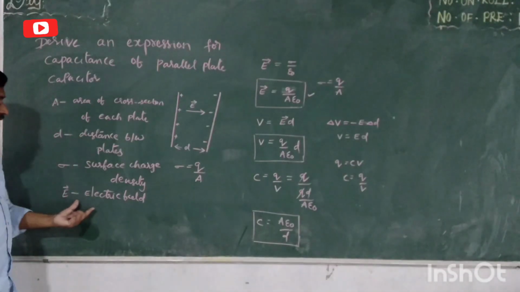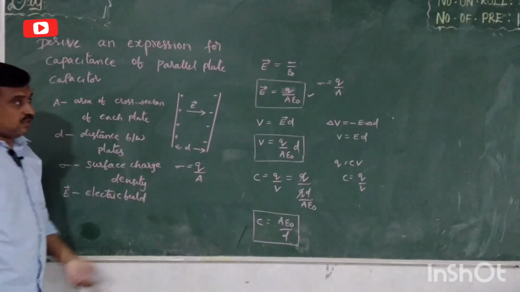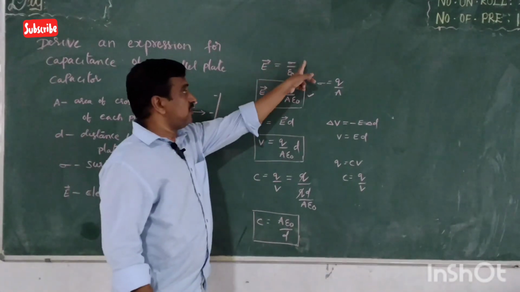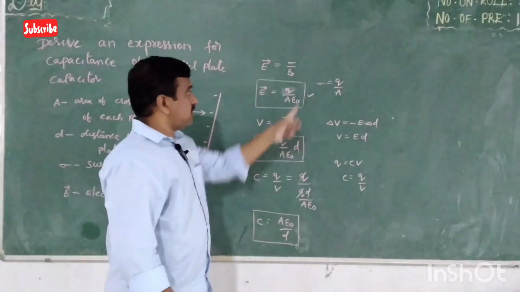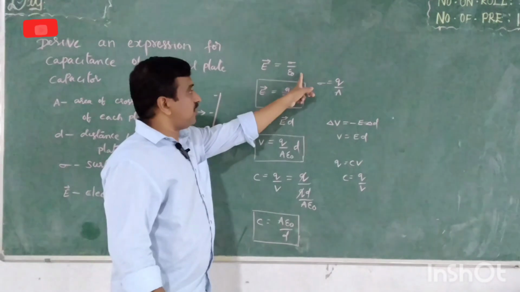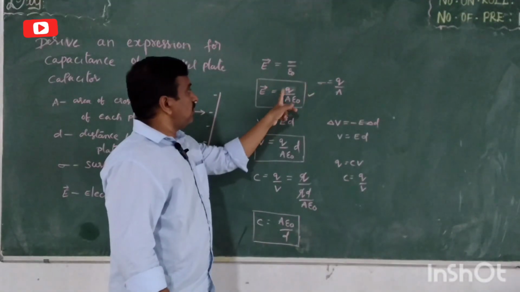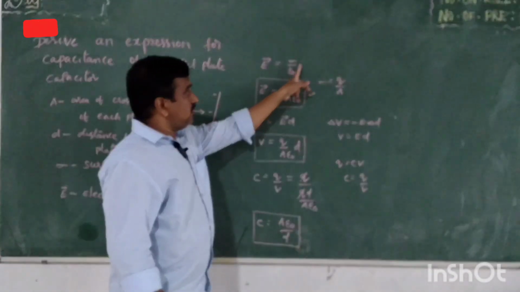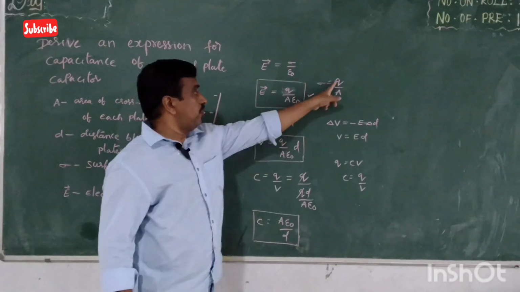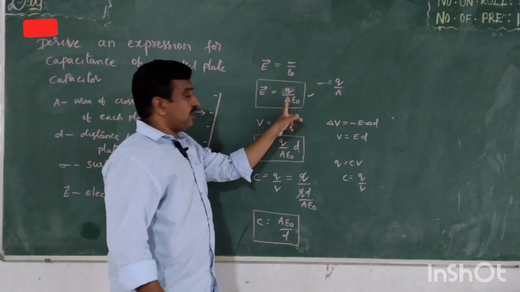E is the electric field between the plates. For electric field, E equals sigma by epsilon naught, where sigma is the surface charge density and epsilon naught is the permittivity. Instead of sigma, what can we write? Q by A. Here we can write Q by A epsilon naught.